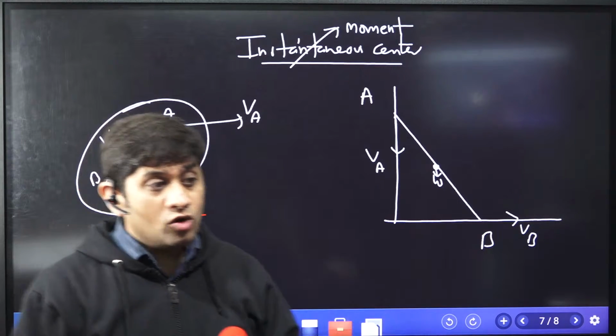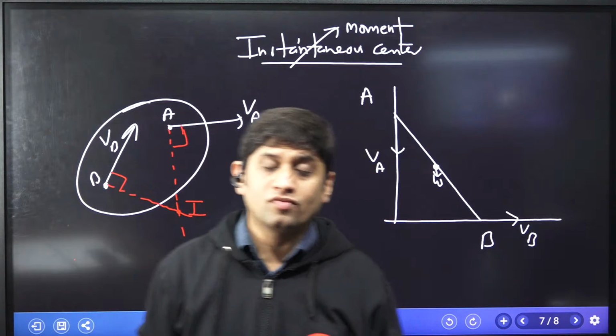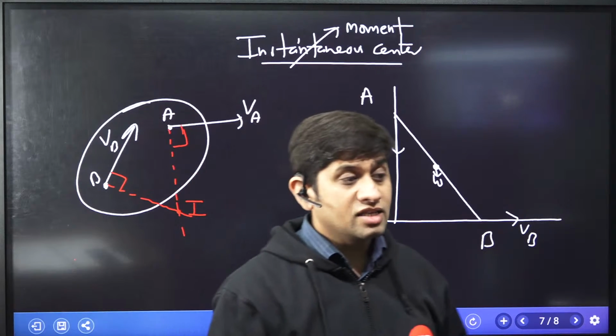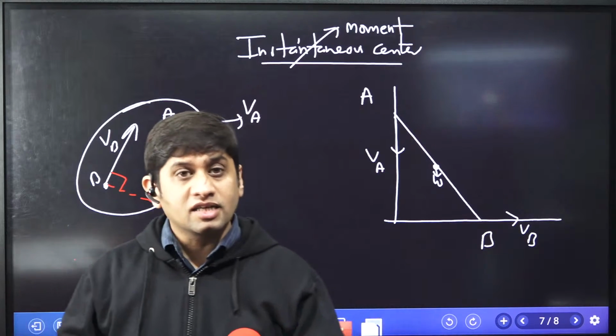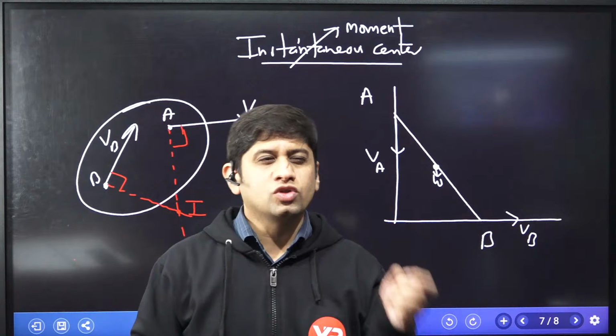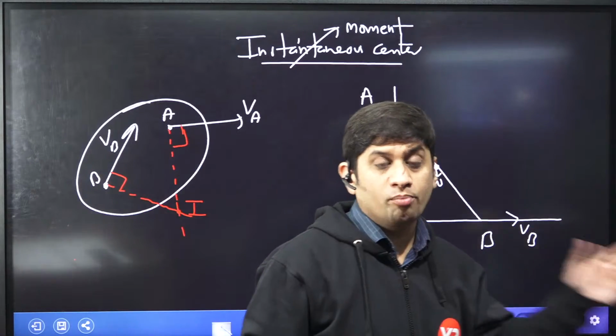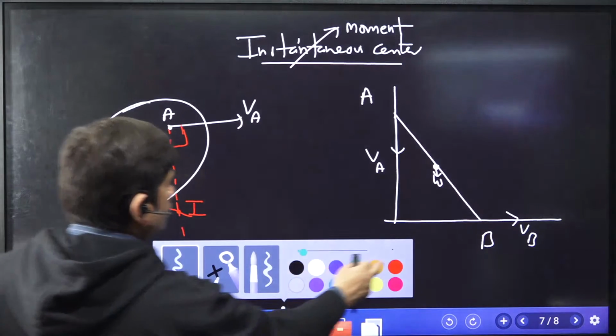So if I want to find out at a particular moment what is the angular velocity of the ladder, how to find out the angular velocity of the ladder? You need to find out its I center first. And how to find the I center? Locate 2 points on this ladder at which you know the direction of velocity. So I know the direction of velocity of A, I know the direction of velocity of B. Just draw the perpendicular there.